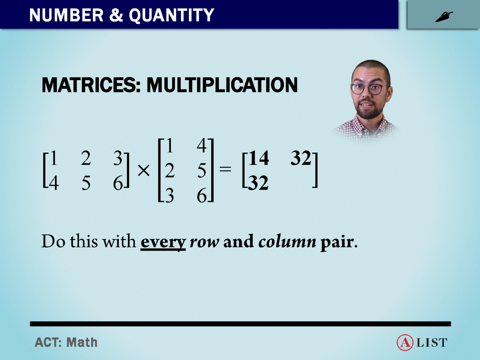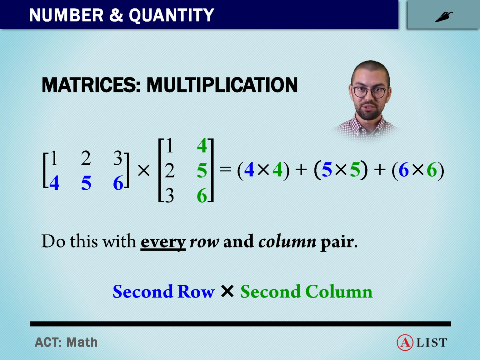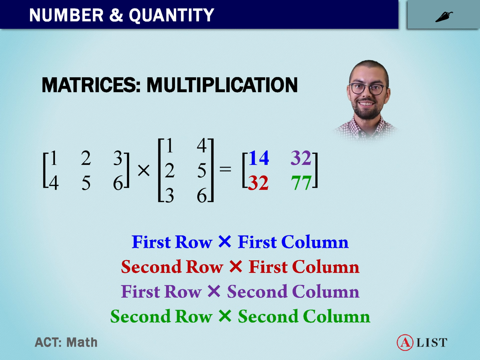Last but not least, second row, second column. We'll take 4, 5, 6 times 4, 5, 6, which means we get 4 times 4 plus 5 times 5 plus 6 times 6. That gives us 16 plus 25 plus 36, or a total of 77. And that goes in the second column, second row of our result. Now we've got it. We've got the resulting matrix 14, 32, 32, 77.